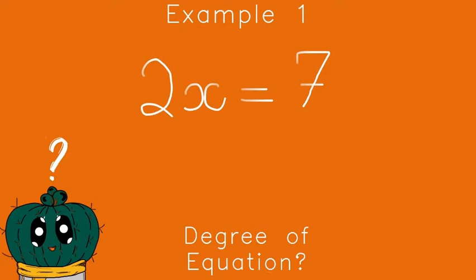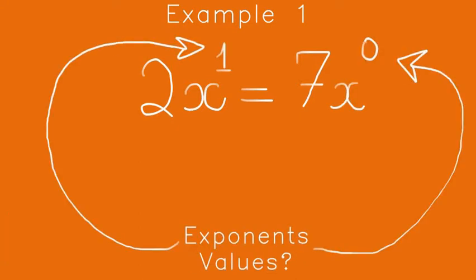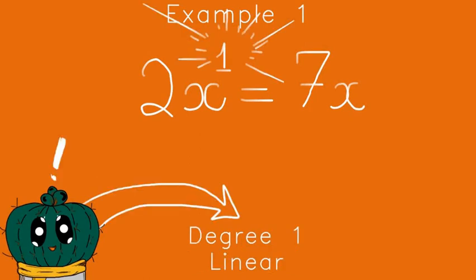2x is equal to 7. Again, you need to find out first of all what the value of your exponents are. Okay, so which of the variables, right? So x raised to the power 1 and x raised to the power 0. Now the first one is the biggest. The largest exponent is 1. So this is a linear equation. It is a degree 1 linear equation.